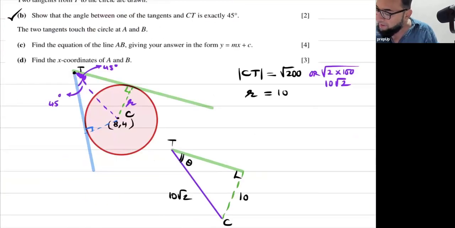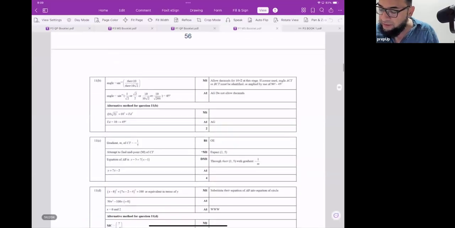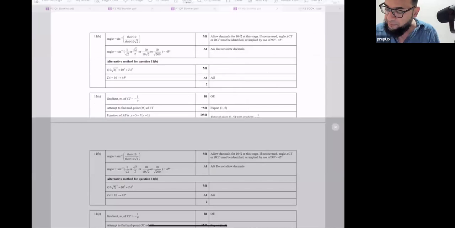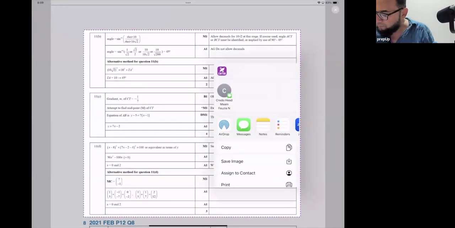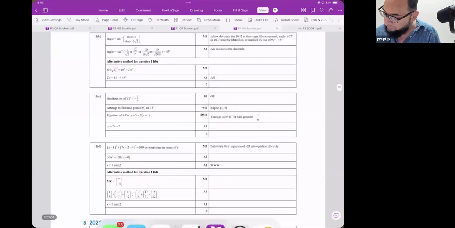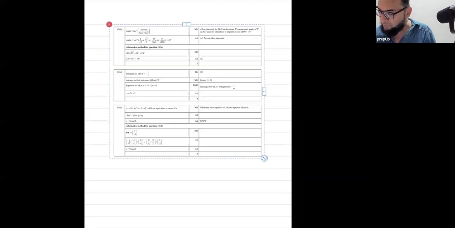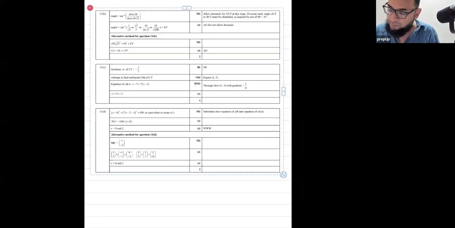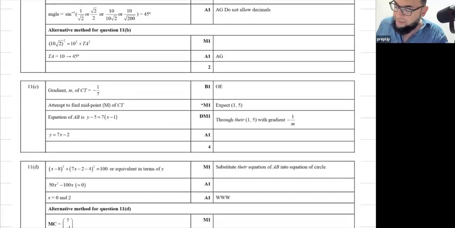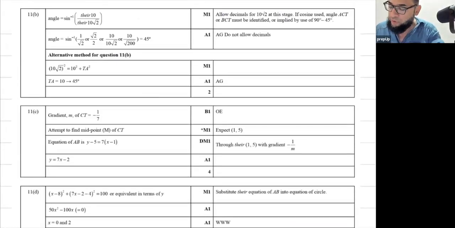Now part B, let me paste it over here. So now just have a look at this. Again, the same concept. That's one thing. And the other thing is the concept of finding an isosceles triangle. Because of that, it's 45 degrees. Let me also illustrate it for you.